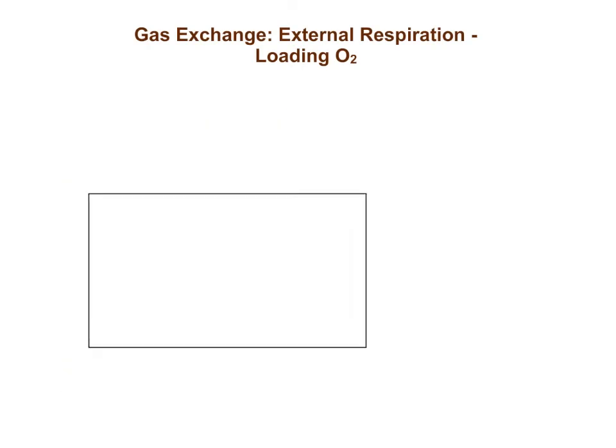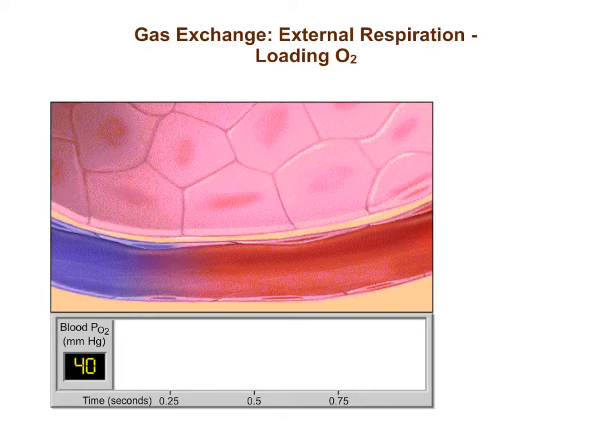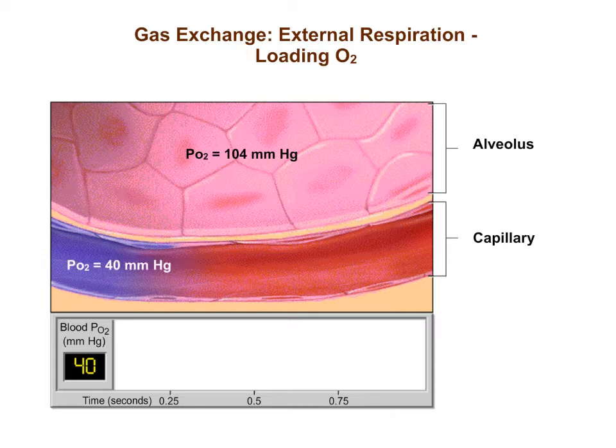Let's first look at the loading of oxygen into the blood. Each alveolus is surrounded by a network of capillaries. Here, for simplicity, we are looking at a portion of one alveolus and one capillary. The PO2 of the alveolar air is 104 millimeters of mercury. At rest, the oxygen-poor blood entering the pulmonary capillaries has a PO2 of 40 millimeters of mercury.